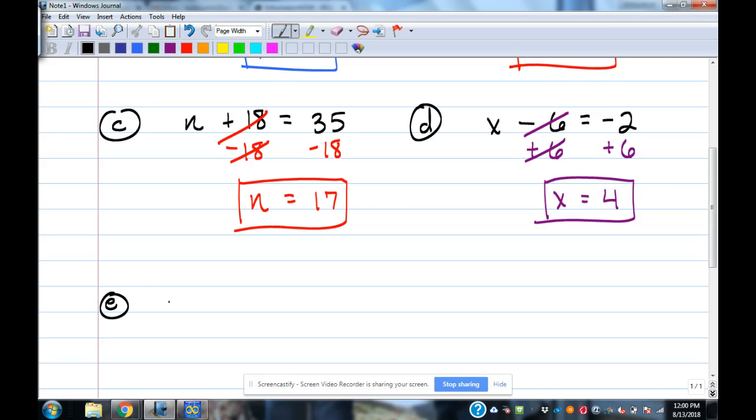Do this one on your own. Don't say anything to anybody. Don't call out the answer or anything like that. X plus 7 equals 5. See if you can do this on your paper yourself. Make sure you show the steps. I know that's picky, but I'm a mathematician. I'm supposed to be picky.